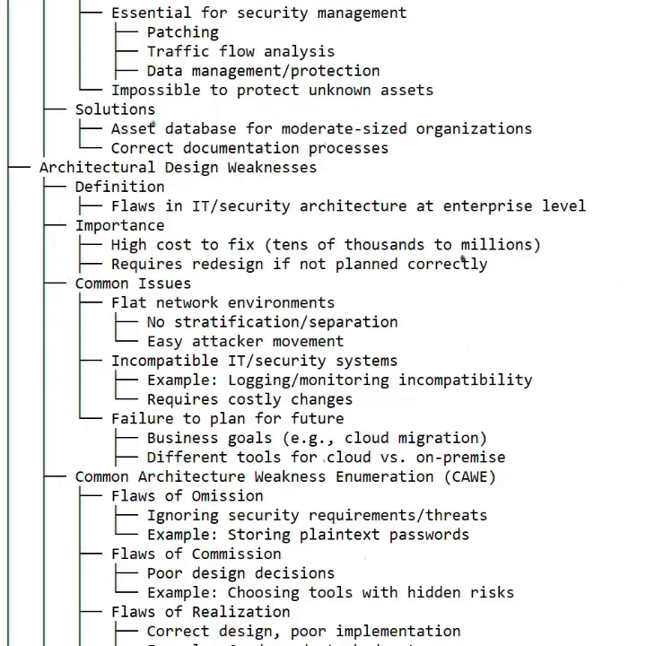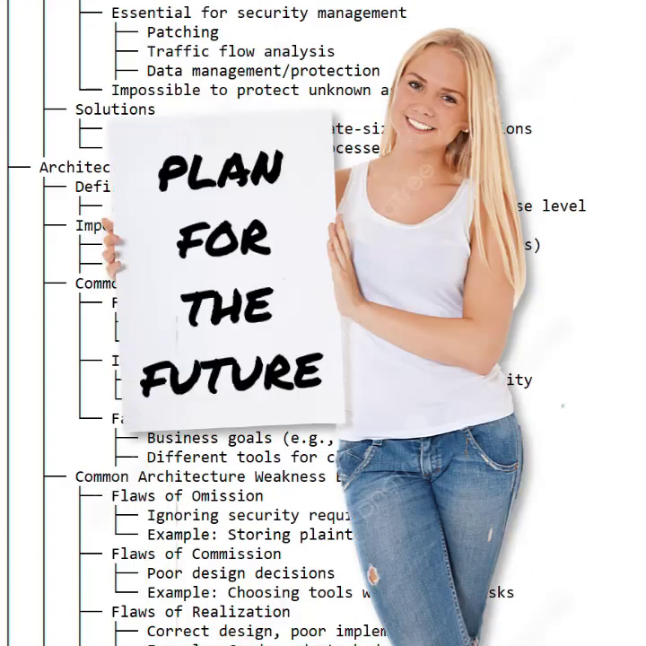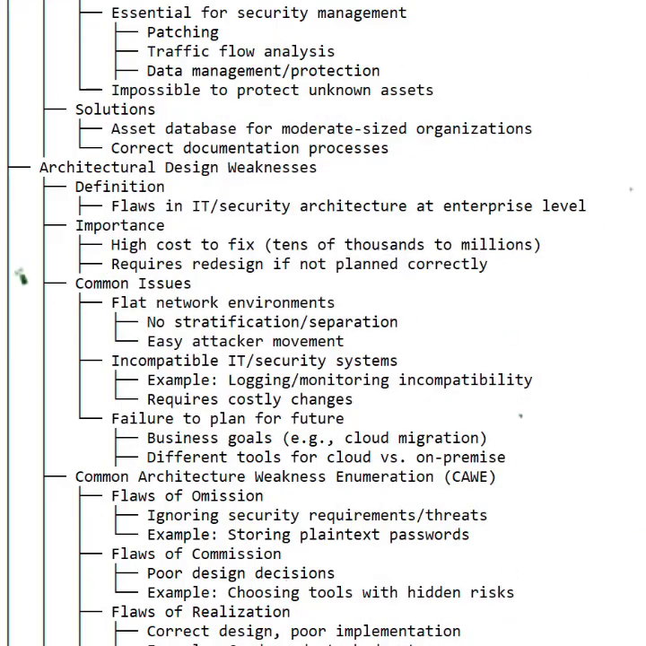That's a design flaw, and fixing it might mean reworking either the IT or security side, depending on where the budget's at. And don't get me started on failing to plan for the future. If your business wants to go all in on cloud in a couple of years, your IT and security folks need to be ready with the right tools. Cloud security is a different beast than on-premise, and you just can't wing it.